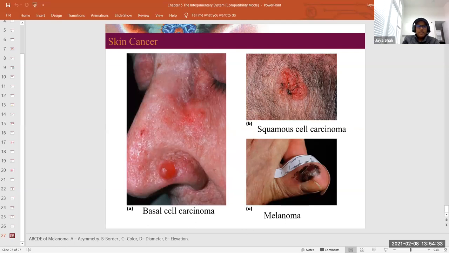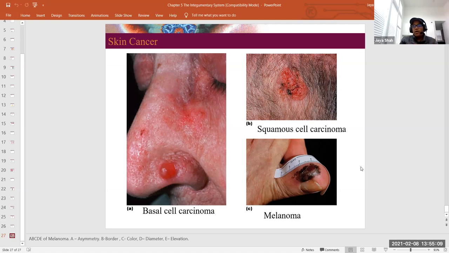So B for border, C for color. If you see the color, some areas will be red, angry looking. Some areas will be whitish, some slightly black, some very black. That is called variegated color, variation in the color. Then diameter will be more than 6 mm or it has increased from the previous month. And then it has elevated from the skin. These are the ABCDE criteria of melanoma, okay?